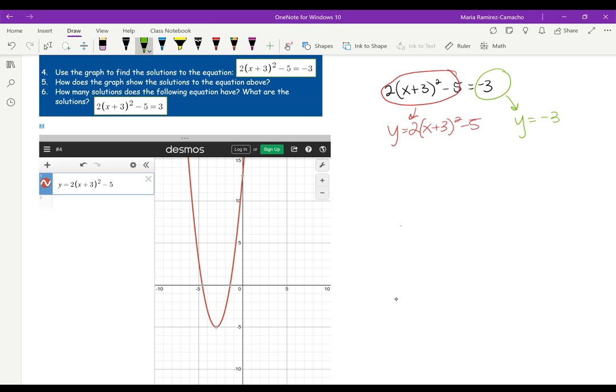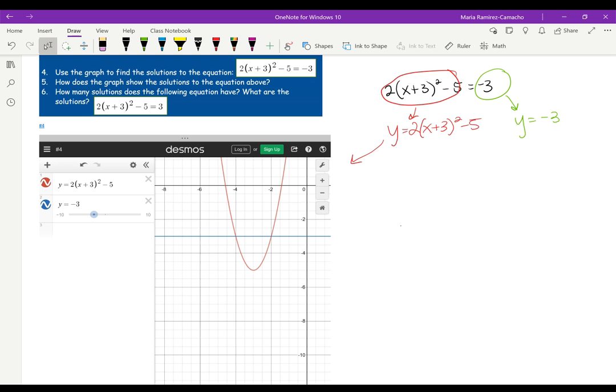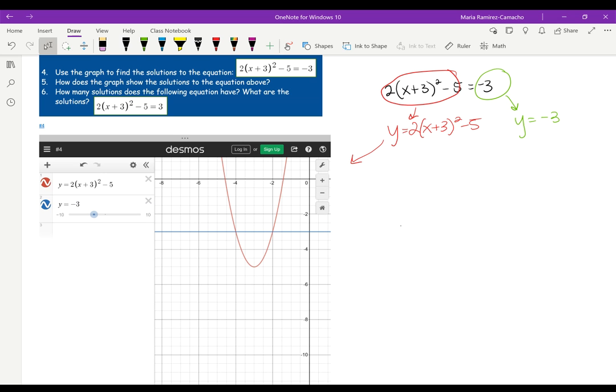So I've taken the left side, y equals 2(x plus 3) squared minus 5, set it equal to y, and that's exactly what we have graphed over here actually. This is the parabola that you should have drawn on your paper, and so the only thing that we want to add to our graph is y equals negative 3. And what we're looking for here is the x-coordinate of the points of intersection.